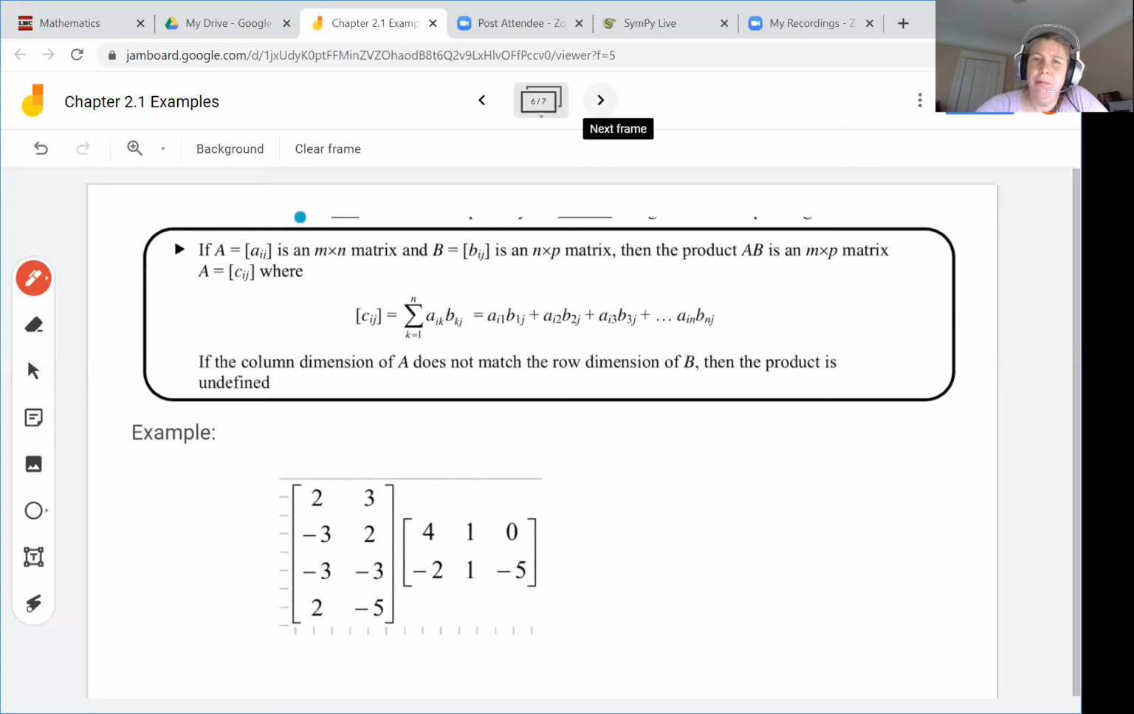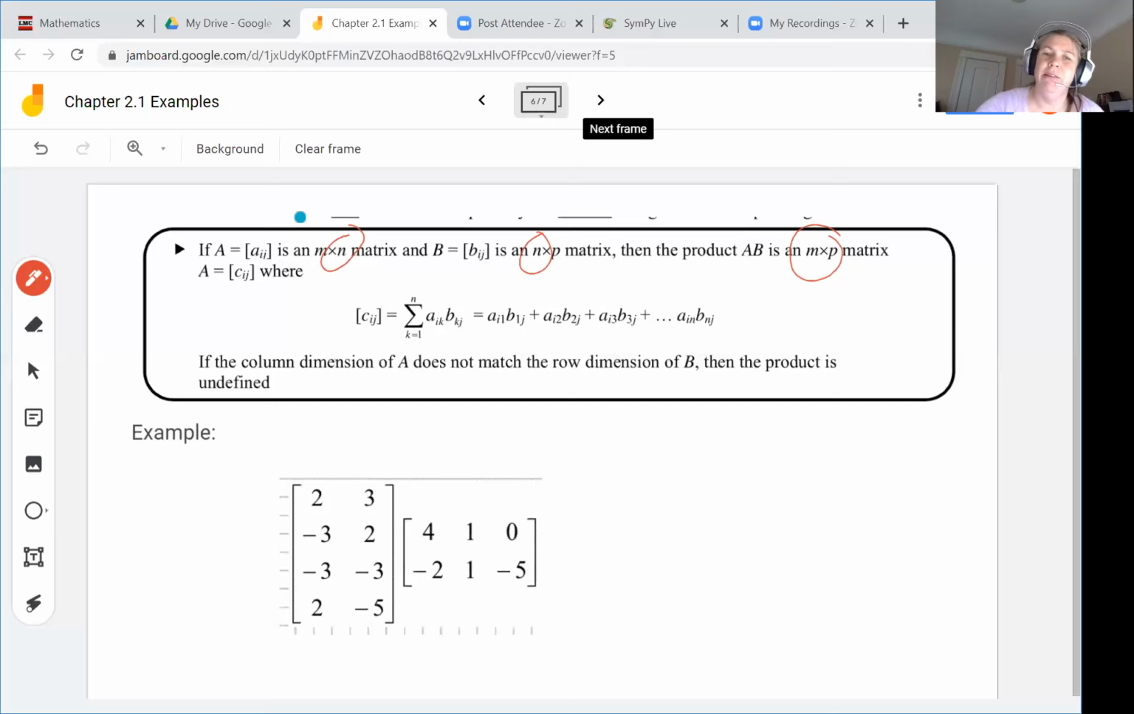And then matrix B is going to be an n by p matrix. So notice, for multiplication to work, we have to have the same number of columns in the first matrix as we have rows in the second matrix. Then our product is going to be an m by p matrix.